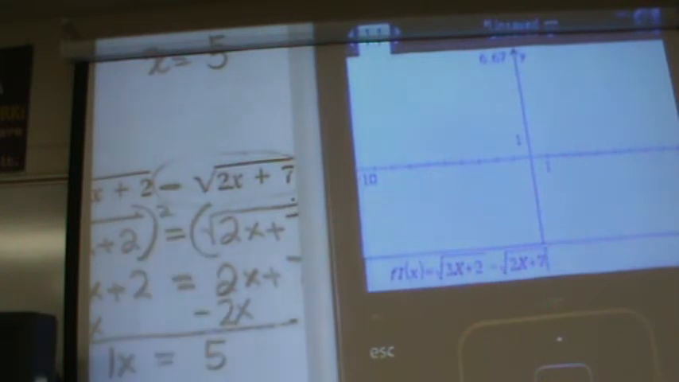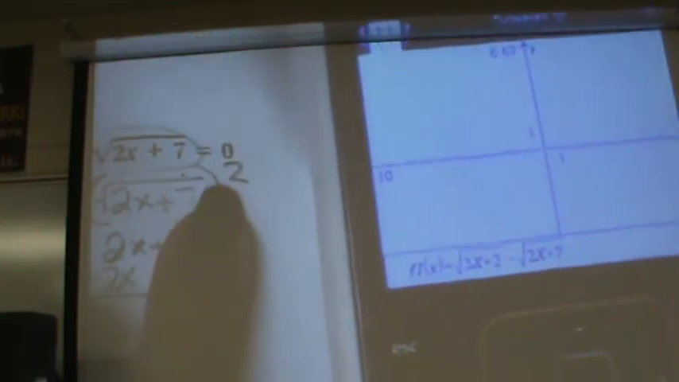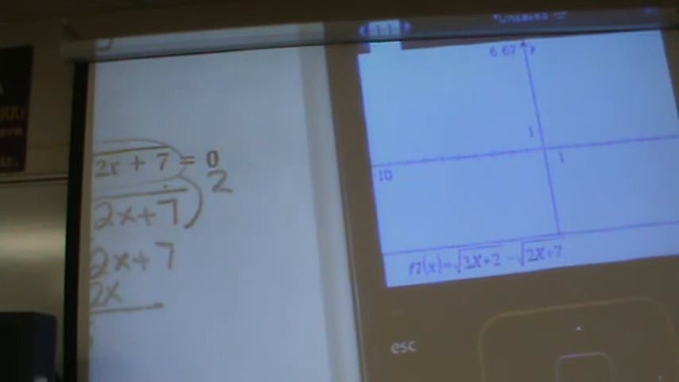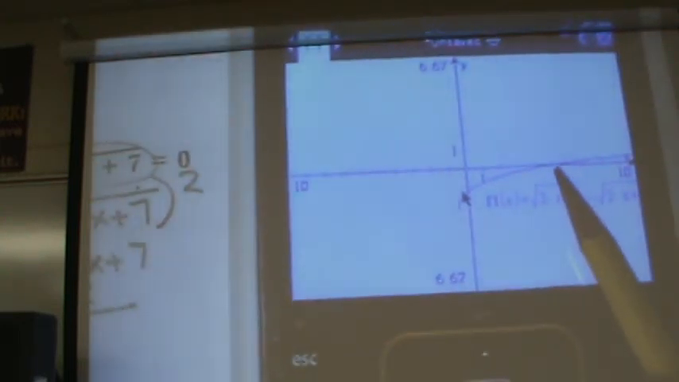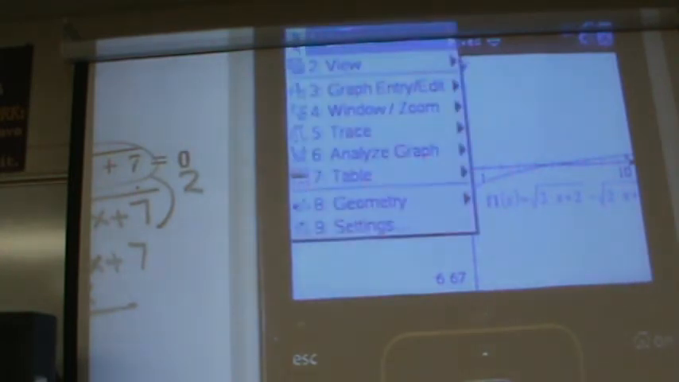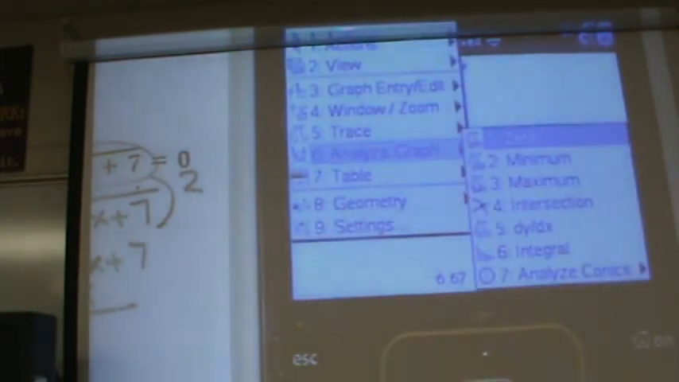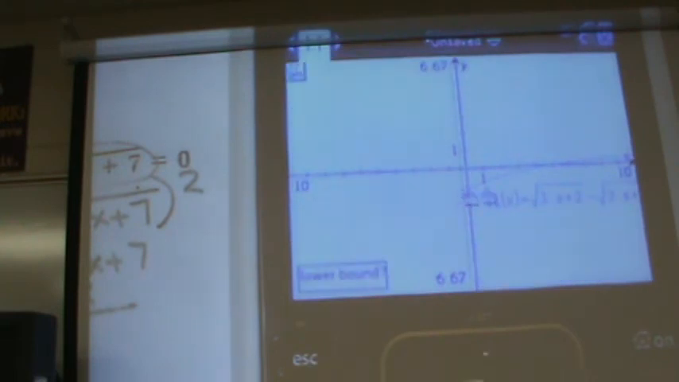Do you think I need to hit anything else? No, because it's set equal to 0. So when I hit enter, this thing better hit at 5, and it does. How do we make sure of that? We hit menu, analyze graph, zero, lower bound, 3, enter, and there it is. It is 5 zeros.